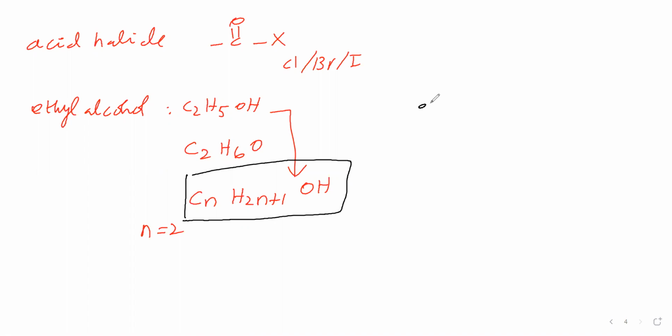Ether we'll take. For ether, one example is CH3OCH3. Oxygen is at the center, with a single bond on the left side and a single bond on the right side. Here you can give methyl, ethyl, propyl, butyl, like this. Here also methyl, ethyl, propyl, butyl, anything you can give.